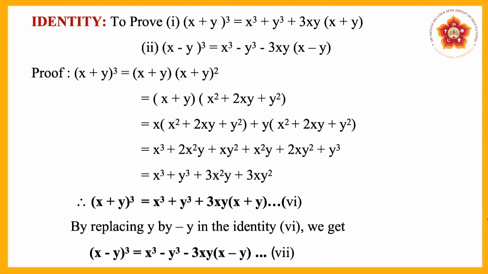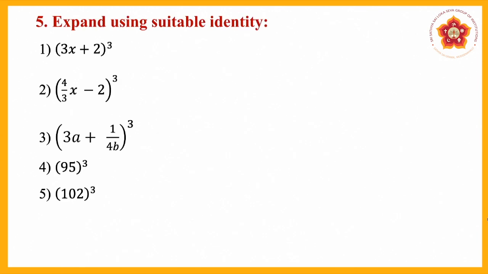Now you have to replace y by minus y. Replace y by minus y in the identity 6. We get another identity, that is x minus y whole cube equal to x cube minus y cube minus 3xy into x minus y. It is the seventh identity. Now let us, using this identity, solve the problems.